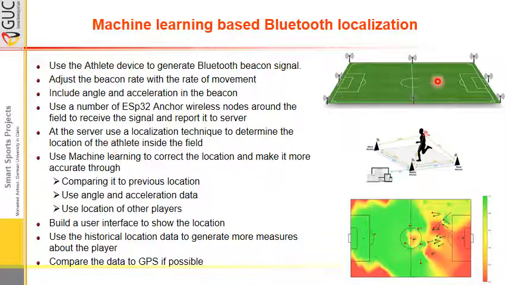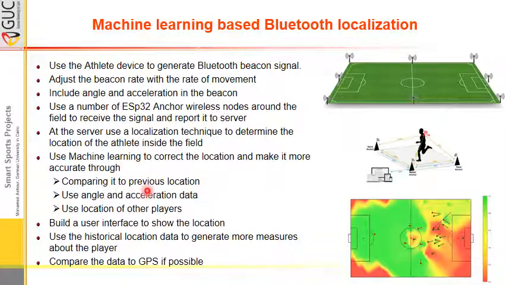And we will also use fingerprinting that you guys have already tried in your wireless or mobile course. This technique would usually give not a very accurate location, and this is where machine learning comes in. We will use information such as the old location of the user, the angle and acceleration data, the location of other players, to enhance the location of the current player and to make it more accurate.